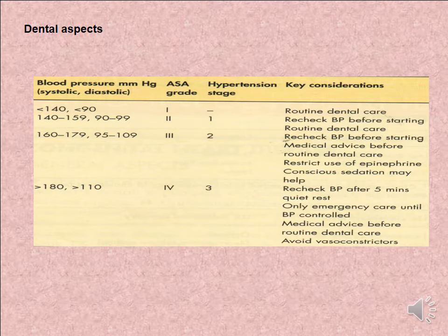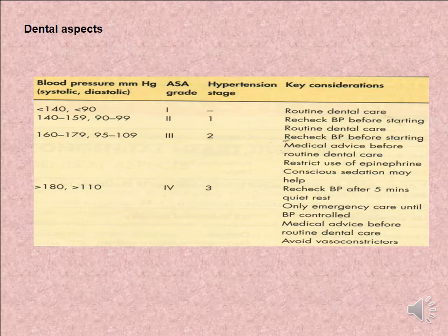How is dental management of patients with hypertension done? We classify blood pressure, systolic and diastolic, into four groups. The first group is below 140 systolic and below 90 diastolic, ASA grade 1, not hypertensive, and routine dental care can be used.